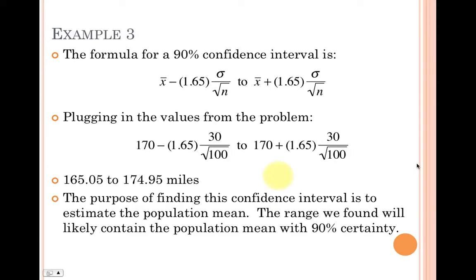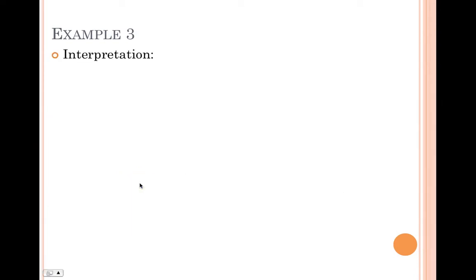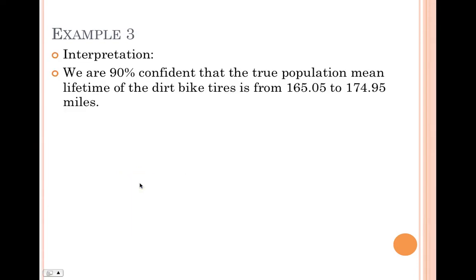So the purpose of finding this confidence interval is to estimate the population mean again. What we found here is a confidence interval with 90% certainty, as opposed to the last one, which had 95% certainty. So we are 90% certain this range will contain the true population mean. So here's our interpretation. We are 90% confident that the true population mean lifetime of the dirt bike tires is from 165.05 to 174.95 miles.